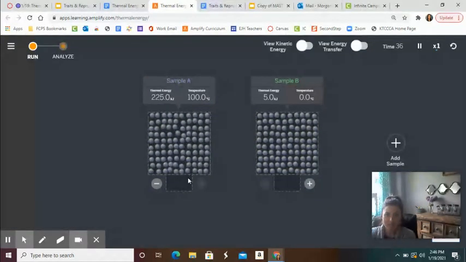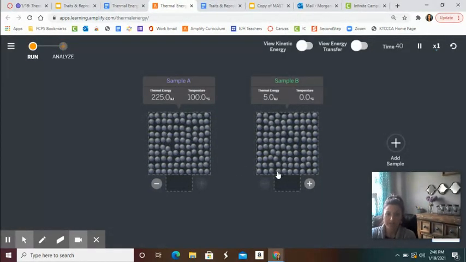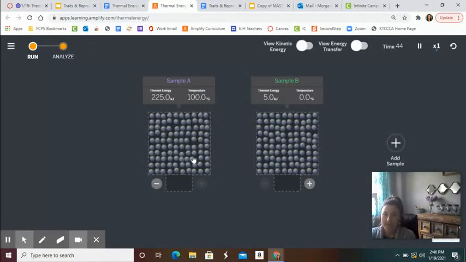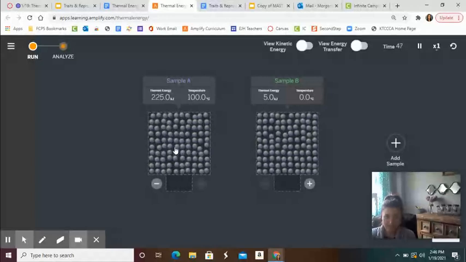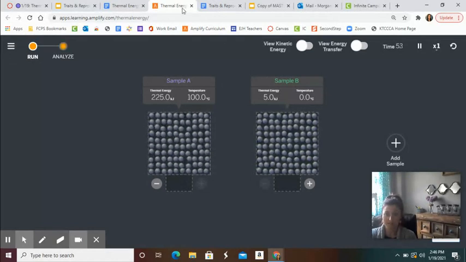I can see that these molecules are moving a lot faster than these molecules over here. So that tells me that the hotter the substance gets, the faster the molecules move. And then the colder the substance gets, the slower the molecules move.